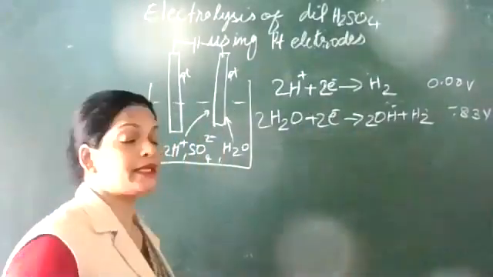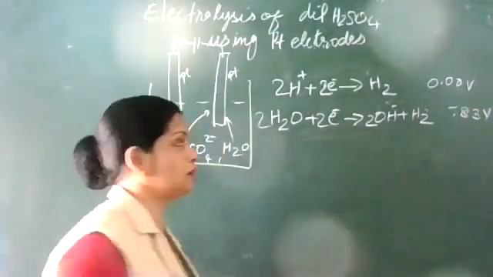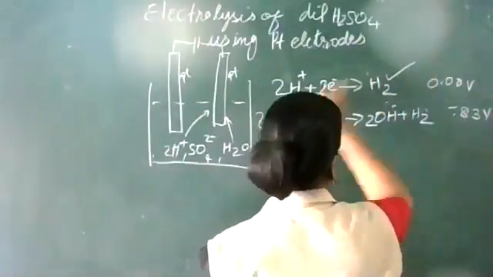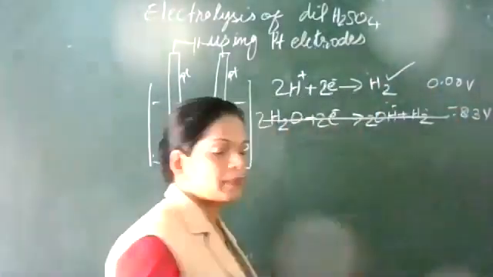At the cathode, the higher inert value is preferred. So this one is preferred, and I am cutting this.